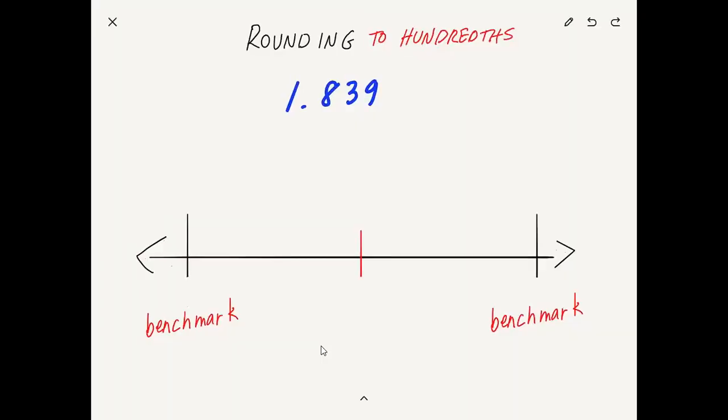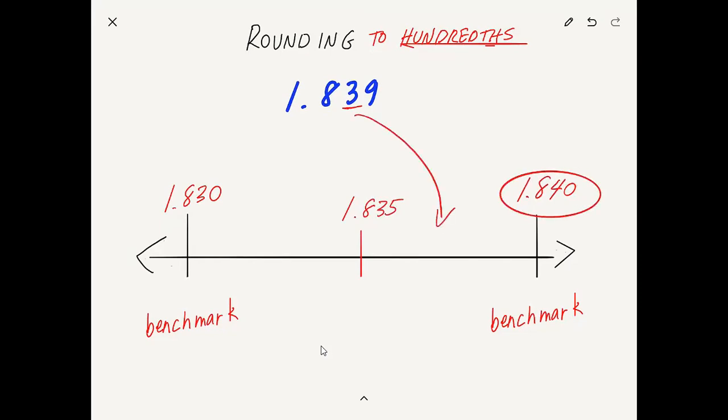Last one, we're going to round this one to the nearest hundredths. So the 3 is in the hundredths place, so our benchmark is going to be 1.830, and then our other benchmark is 1.840. And then we want the middle, 1.835, and then where does this number go? Well, it goes to the right, so our closer benchmark is 1.840.